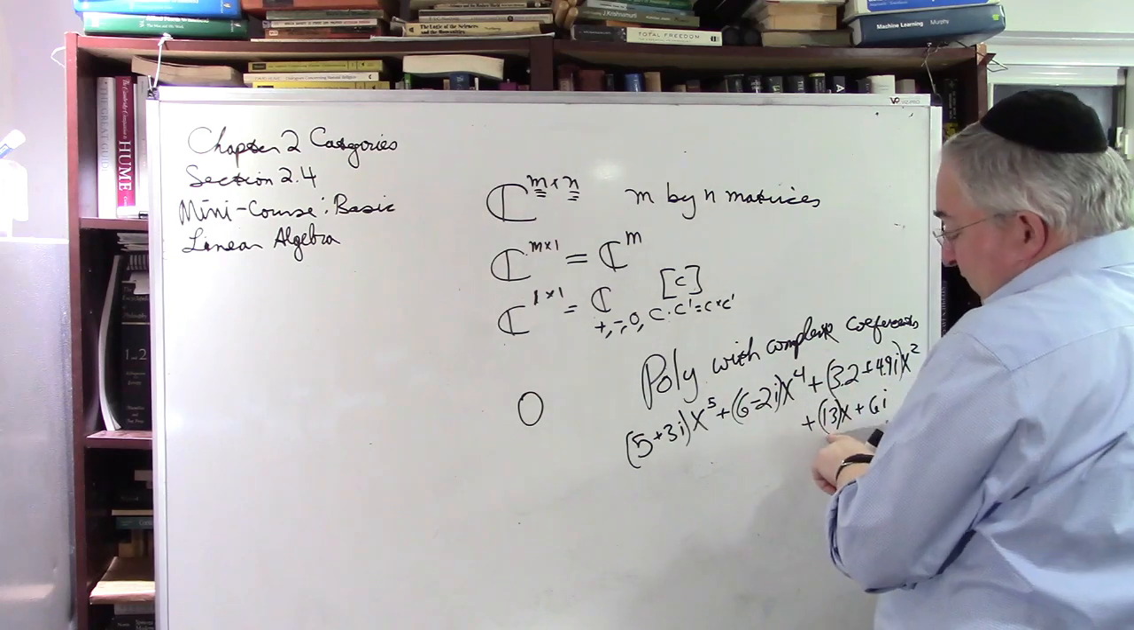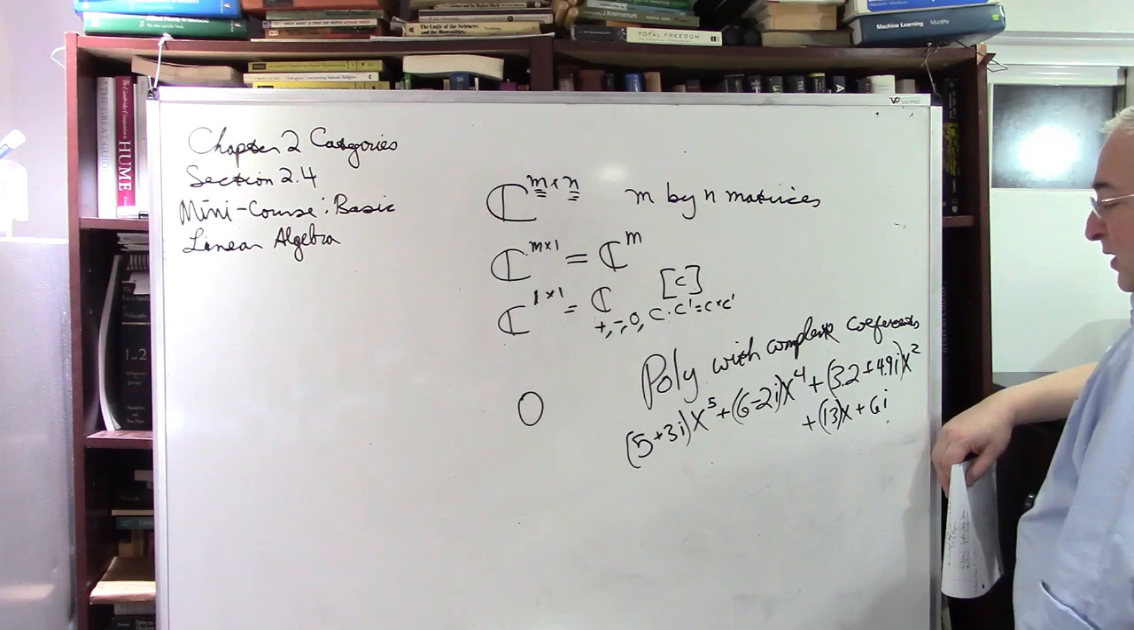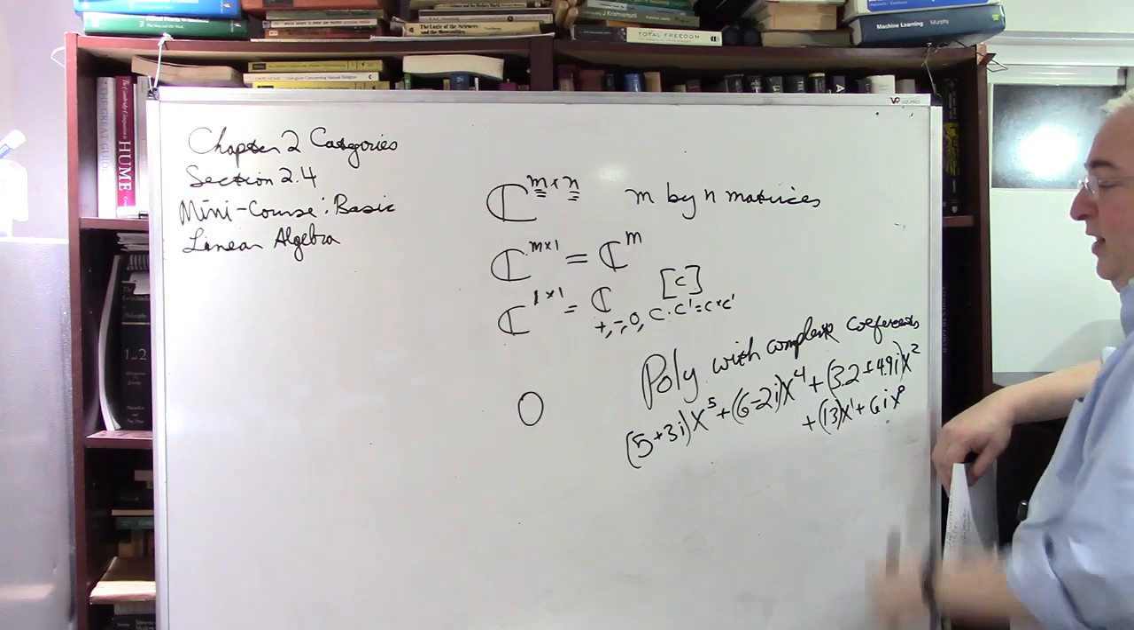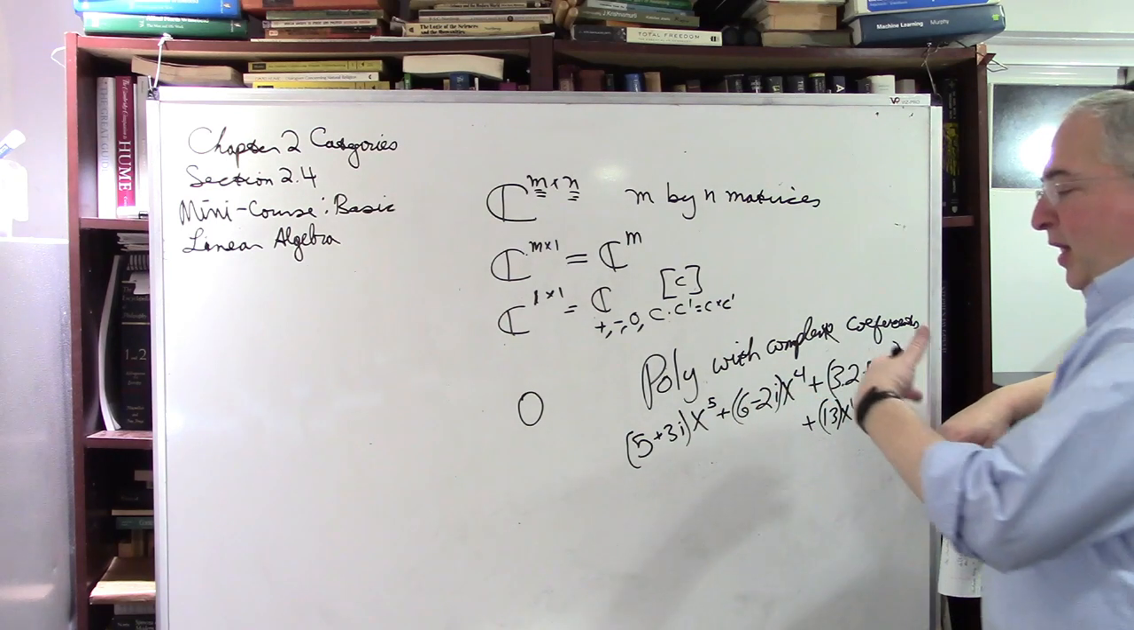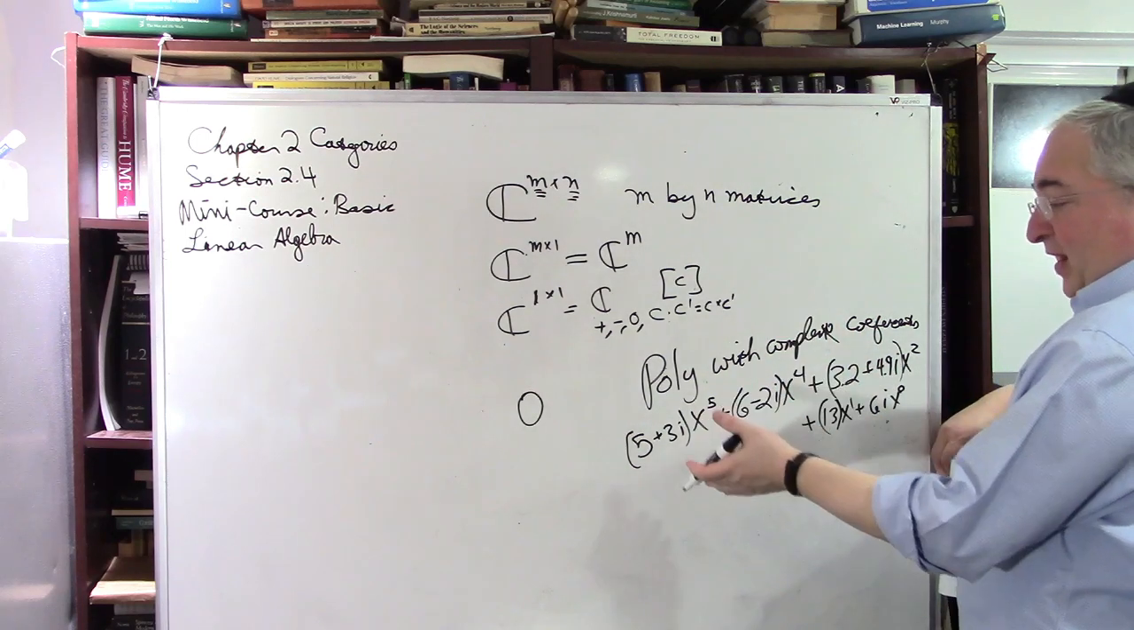Well, this is a complex number. It happens to be a real number, but it's also a complex number. And this is a complex number. This is, if you want, this is x to the 0. This is x to the 1. Okay, fine. This is a typical polynomial. So a typical polynomial with complex coefficients is a vector.